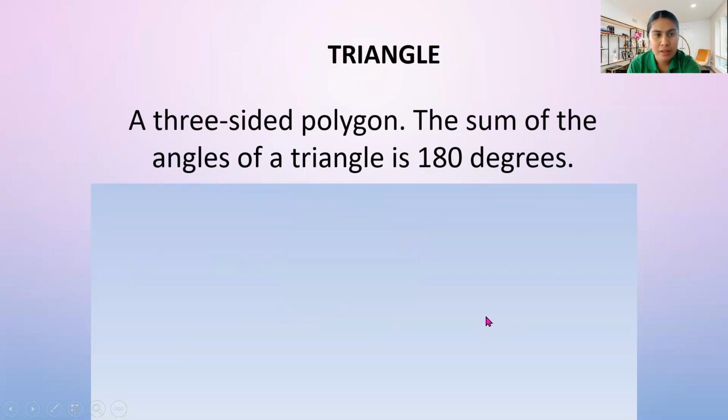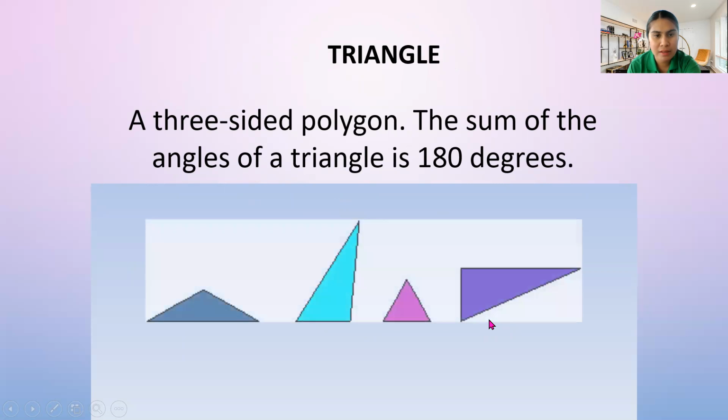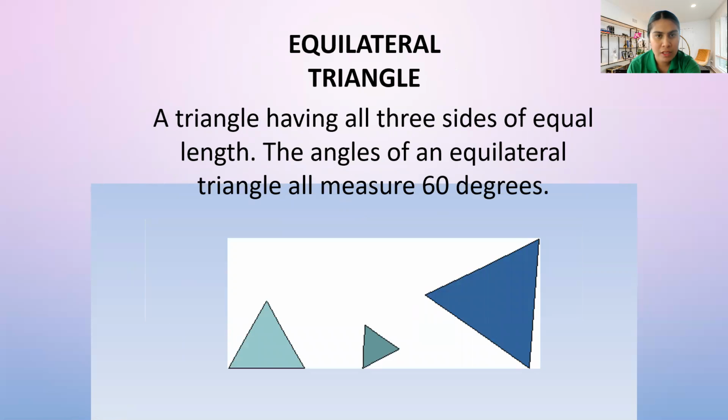Triangle, a three-sided polygon. The sum of the angles of a triangle is 180 degrees. So this is an example of a triangle. Equilateral triangle, a triangle having all three sides of equal length. The angles of an equilateral triangle all measure 60 degrees.